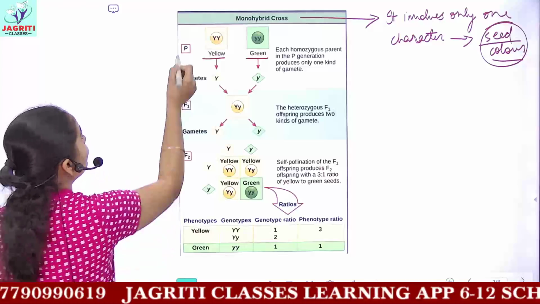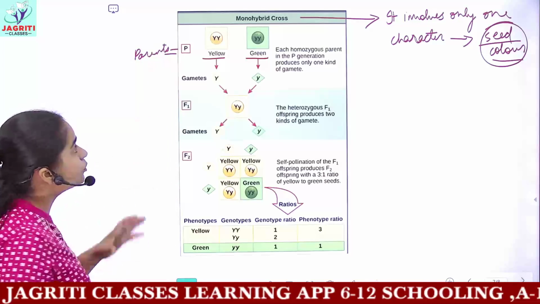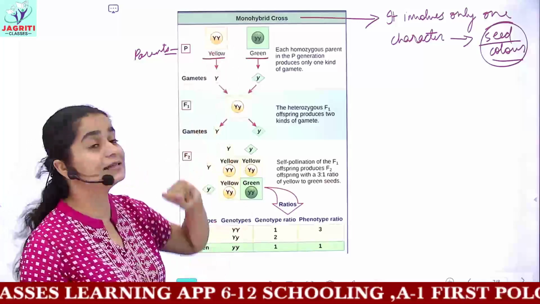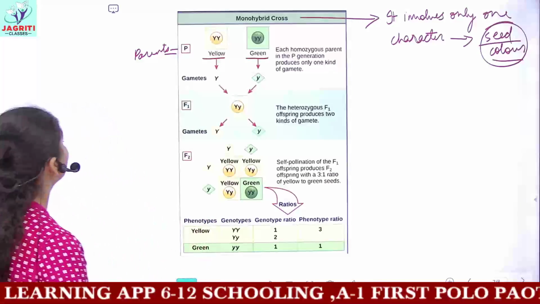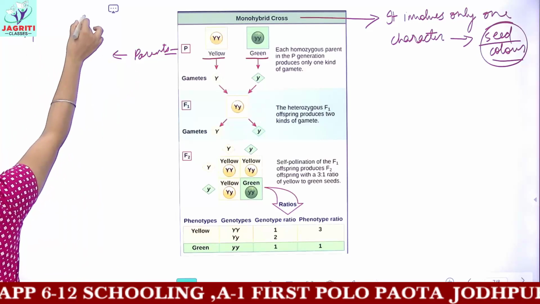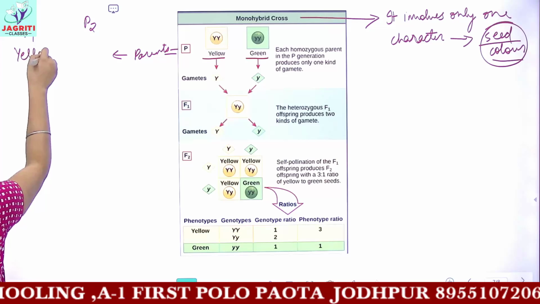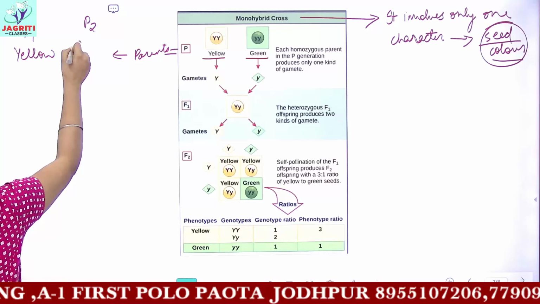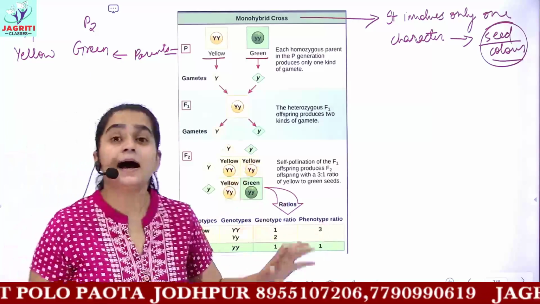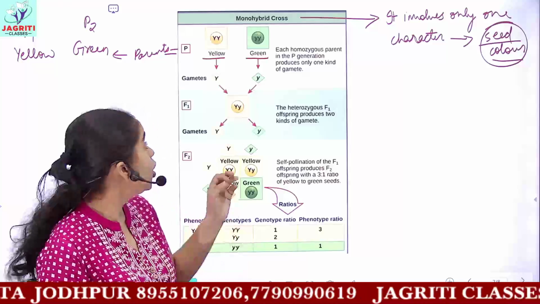Now you have the parents. P here represents what? Parents. So you have two parents, parent 1 and parent 2. The first parent has a yellow seed color and the next has a green seed color. And all these crosses are the experiments done by Sir Mendel on pea plants.